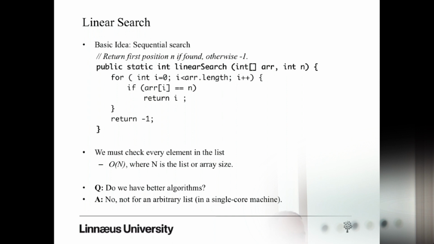It could be, in a simple case, that you find the value at the first index, then your loop will execute only once. But it could also be that the element does not even exist. In that case, you have to go through all the elements.